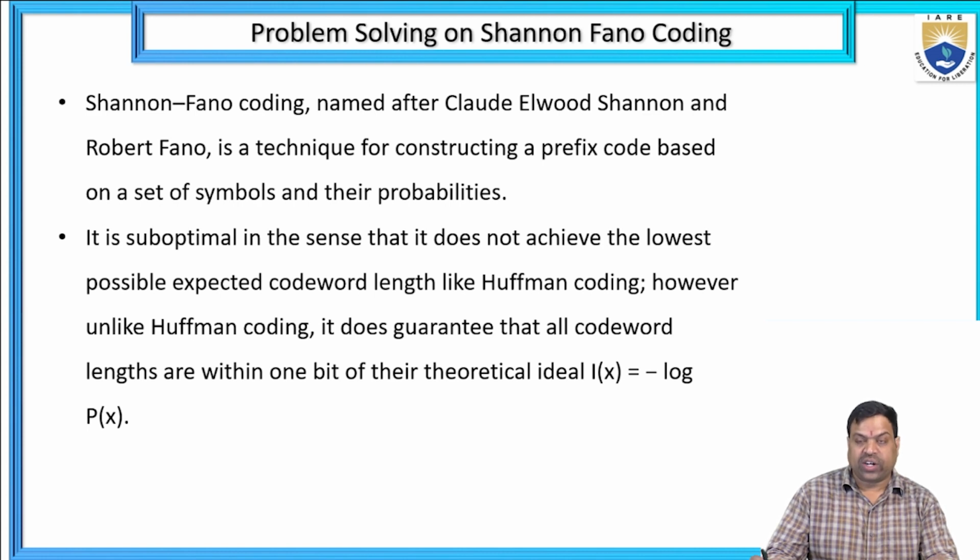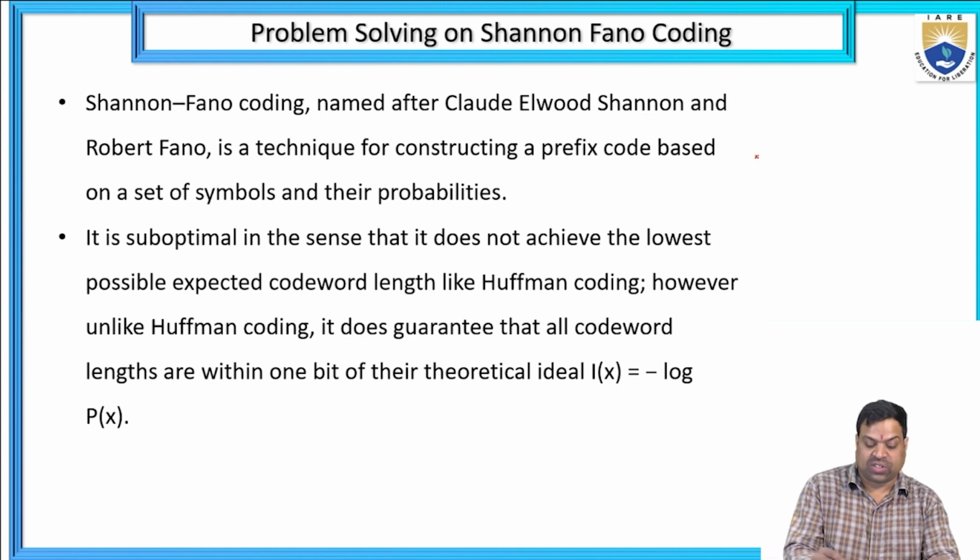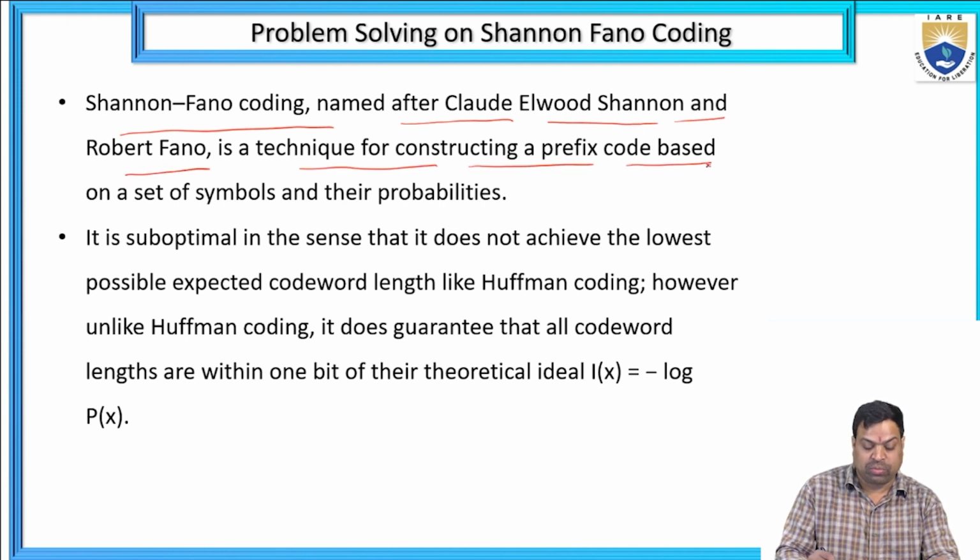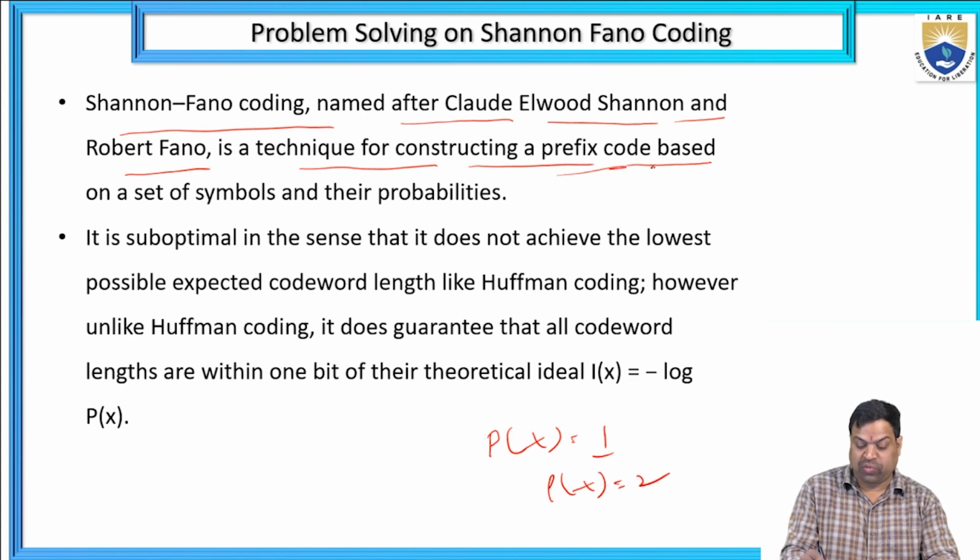So, what is Shannon Fano coding and what is the solution for this one? Shannon Fano, named after Claude Elwood Shannon and Robert Fano, is a technique for constructing a prefix code based on a set of symbols and their probabilities. Okay, what is the probability of that one? If I am taking any of the equation, what is the probability? If probability equal to 1 or probability equal to 2, like this. Okay, so prefix code based on a set of symbols and their probabilities.